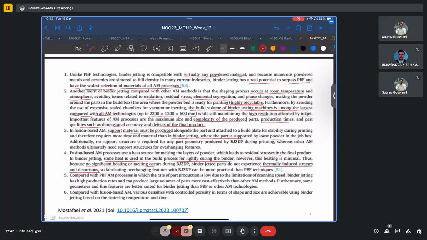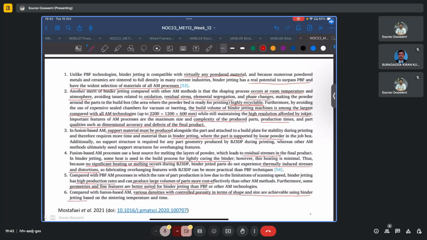Again, binder jetting has high production rates and can also, as we just discussed, produce large volumes of parts more cost effectively. Some geometries and fine features are better suited for binder jetting than PBF or other technologies. Again, even in terms of porosities, various densities with controlled porosity in terms of shape and size are achievable using binder jetting.